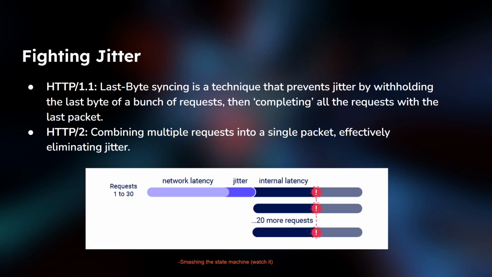Smashing the State Machine, that talk I mentioned at the beginning, talks about combining multiple requests into a single packet, which is why it's called a single packet attack, which will effectively eliminate jitter. You can do this in HTTP version 2, where you're basically just sending one packet that contains 30 requests. So there's no latency between when those different packets are being processed, because they're all being delivered at the exact same time.